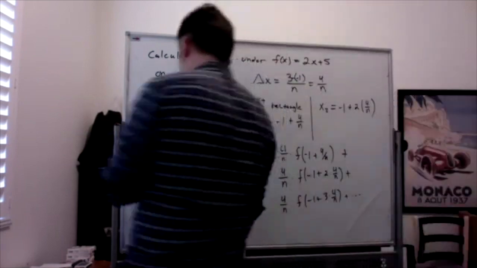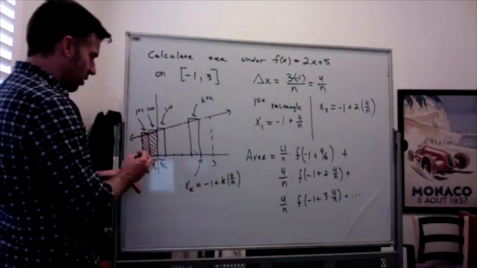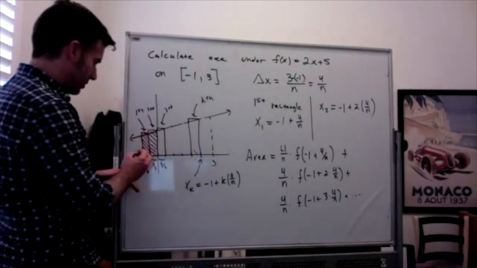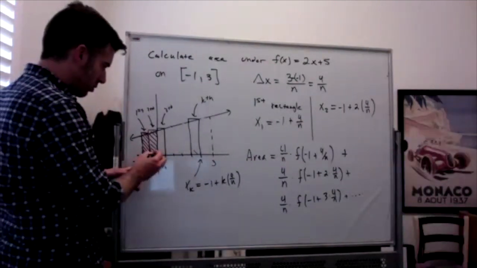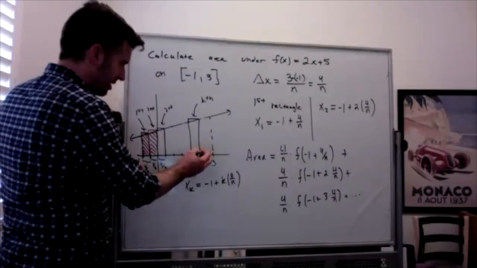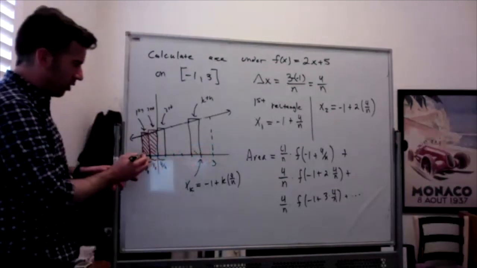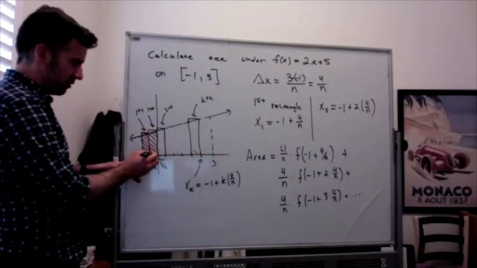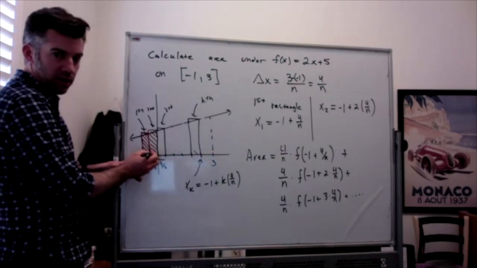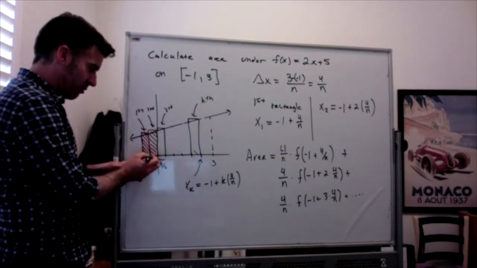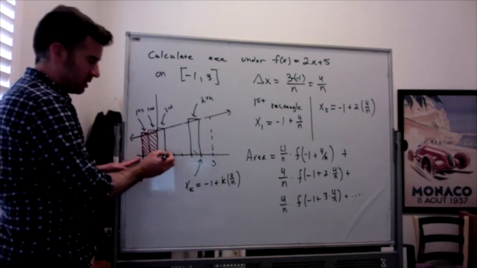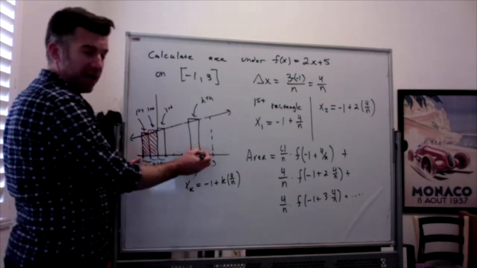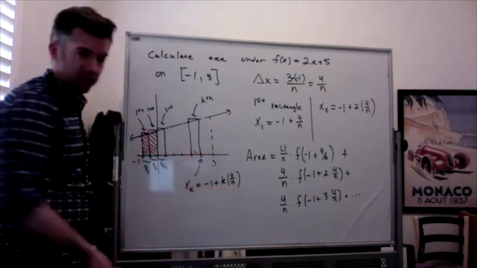We started at -1 and we've gone over k rectangles: 1, 2, 3, k. If you go to the right side of the first rectangle, you've gone -1 plus 1 times 4/n. The right side of the second rectangle is -1 plus 2 times 4/n, then plus 3 times 4/n, then plus k times 4/n. So that's what we've got there.